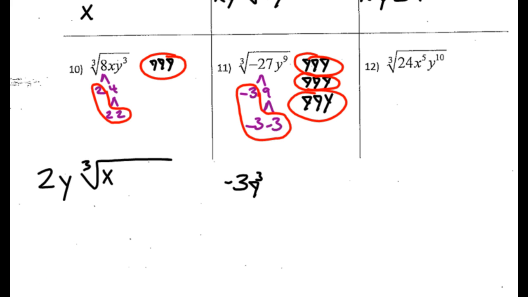Alright, so number 12, pause it, give it a shot, and then unpause it to check your answer here. Alright, so here's your final answer. On the outside should be 2 times x times y to the third. On the inside should be 3 times x squared times y. Alright, and that's how you simplify cube roots. It's the same as square roots except you're circling groups of 3. That's it.